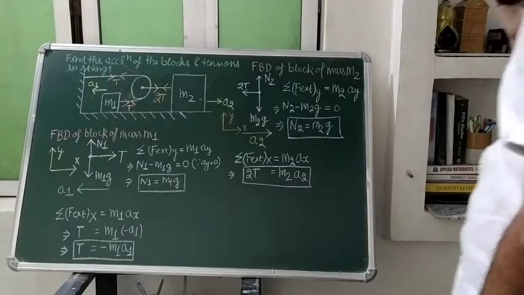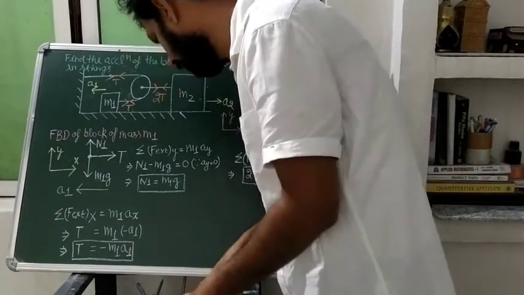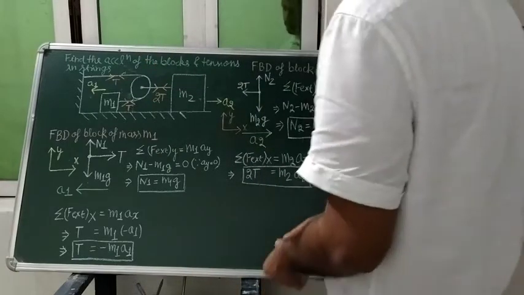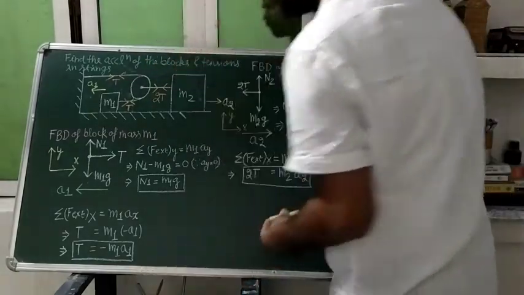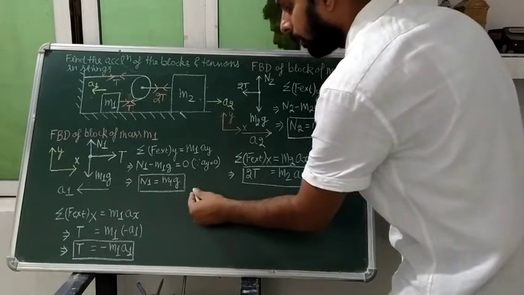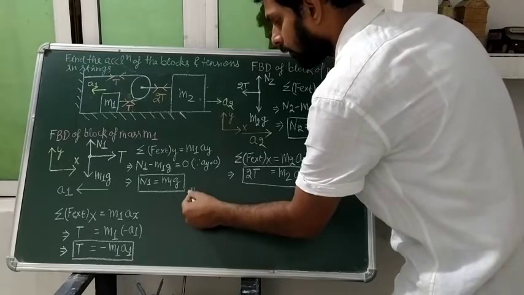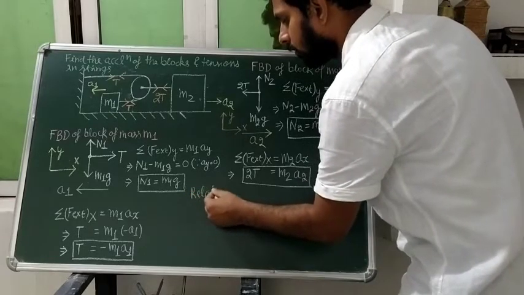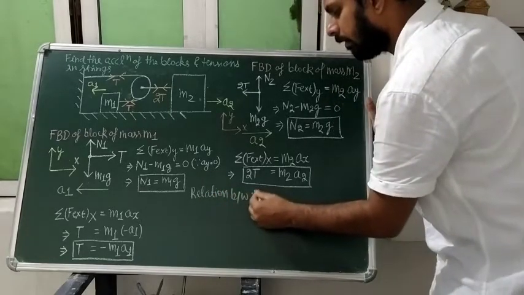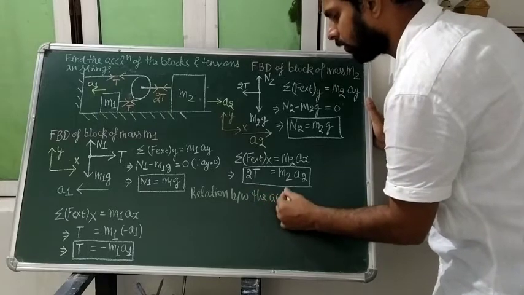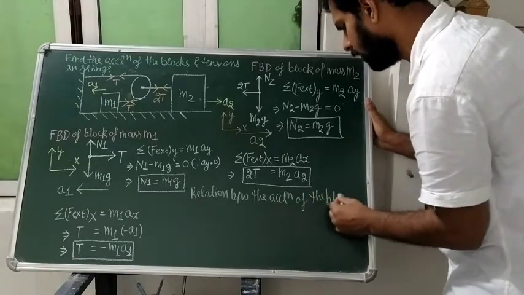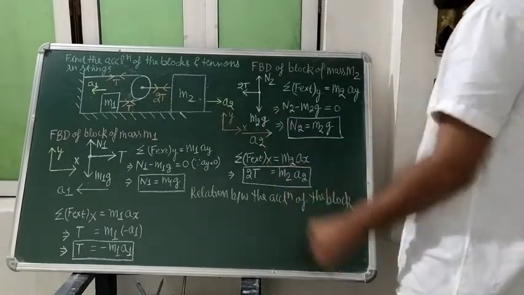So we are looking that there are three unknowns, and we will require one more equation. So what will we do? We will find out the relation between the accelerations of the blocks.